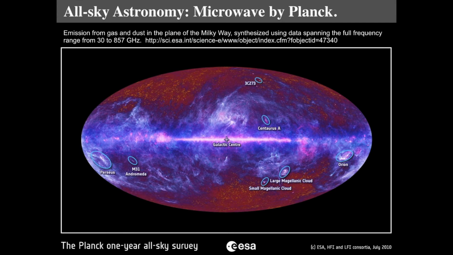All right, so let's look at longer wavelengths still, in microwave wavelengths, and these wavelengths will be on the order of millimeters to centimeters, whereas infrared is on the order of microns, which is 1,000 times smaller than a millimeter. Now we're looking in millimeter and centimeter wavelengths, the microwave region, and this is a map made by the European Space Agency's Planck telescope.